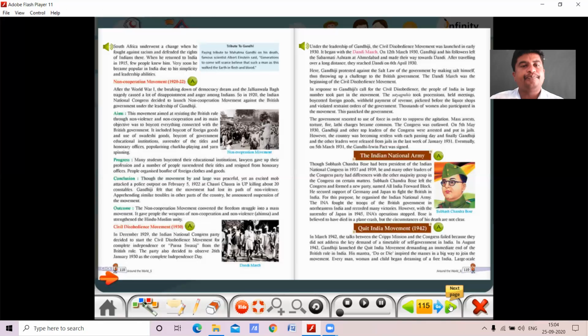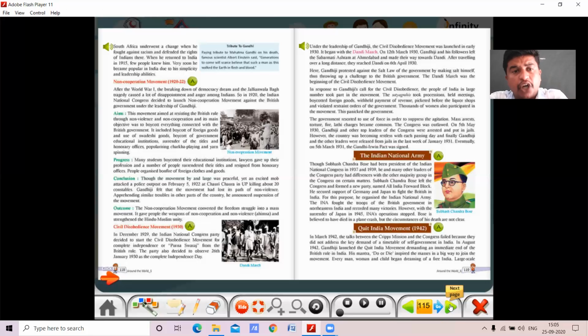At the same time, boycott of government educational institutions was the second aim of the non-cooperation movement. All the government institutions were boycotted. Lawyers left their practices. Children came out from their studies. Here, popularizing charkha playing and yarn spinning was very famous in those days, in producing what? Swadeshi goods, dear students.